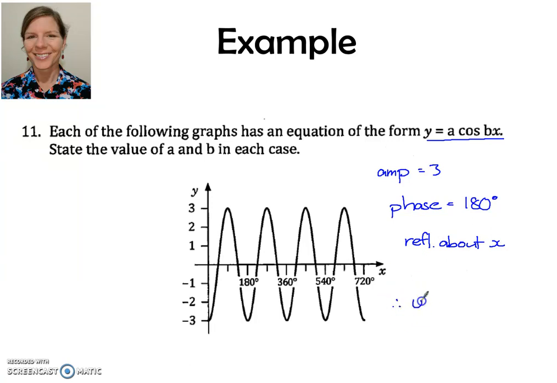So therefore, your graph is going to be minus 3 cos 2x there, because we've got a period of 180 instead of 360. That's how we work out our equations for the graphs there.